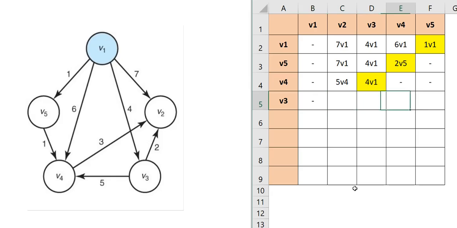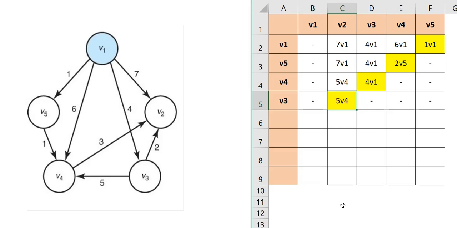We keep all these dashes in here, as this one is also known. V3 to V2 is 2. But to reach V3, the total distance is 4, so we have to add 2 plus 4. As you can see, 2 plus 4 is 6, which is more than 5. So we will ignore this solution and keep 5 as it is. So that's it, we have achieved our solution.